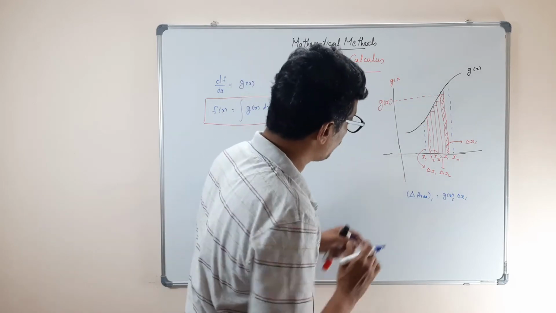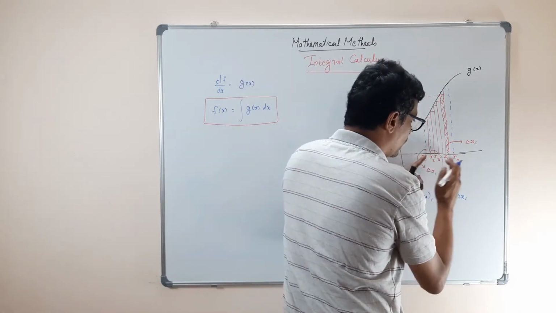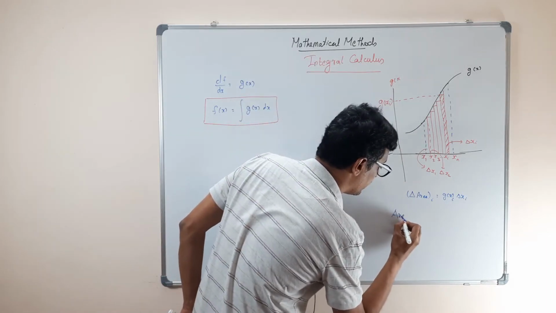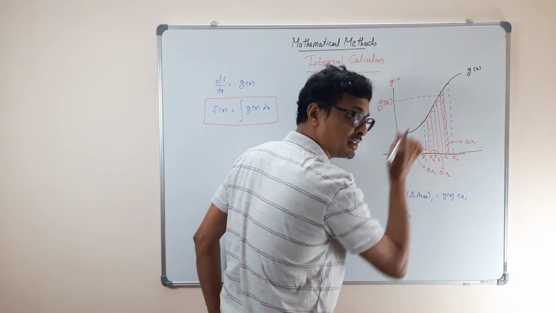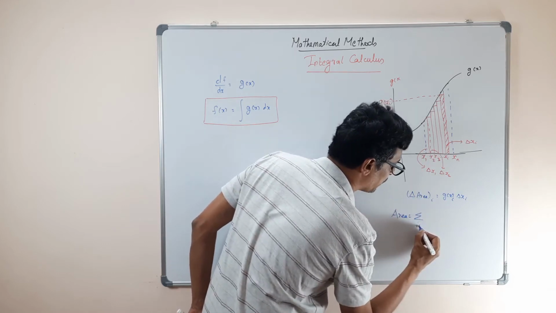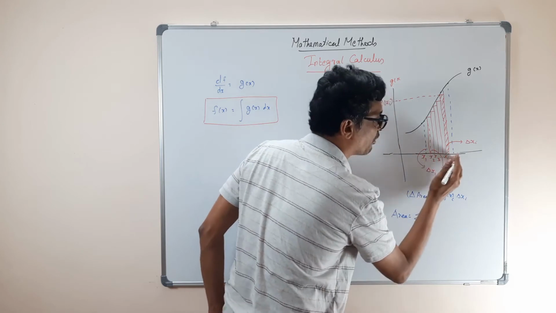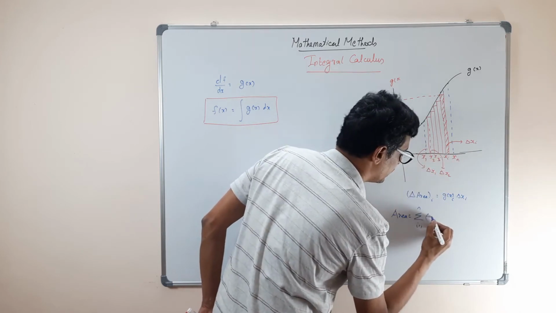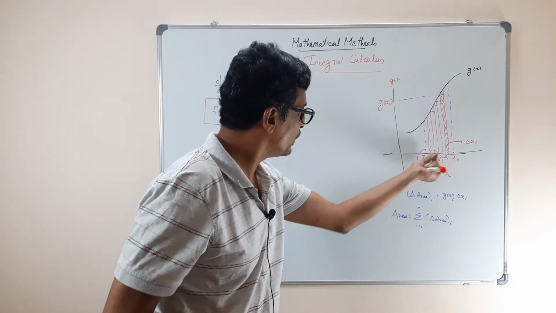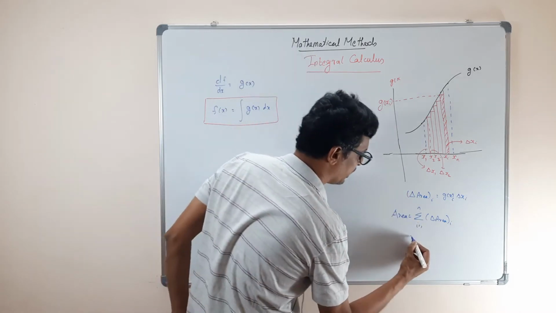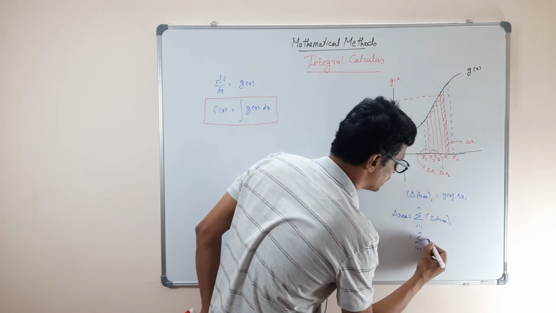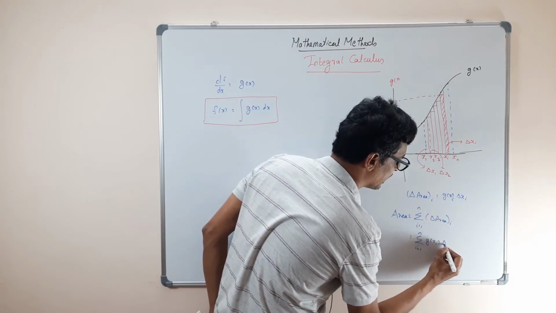Now I want to find the area of the whole region from x1 to xn. What will the total area be? You have to add up all the elements. That means summation of i from i equal to 1 up to n of delta area of i, right? So all the elements I add up. That will be summation of i equal to 1 to n of g of xi into delta xi.